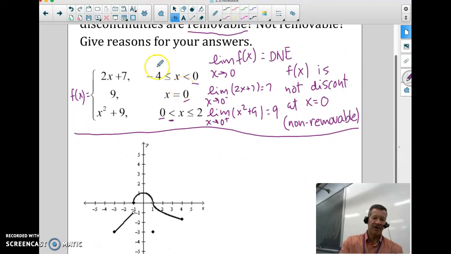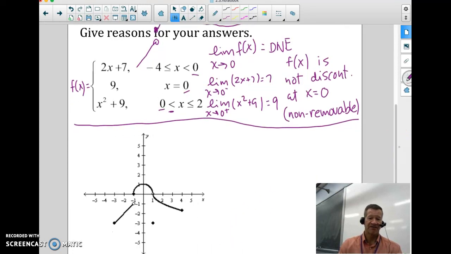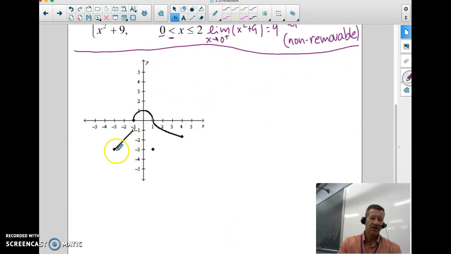Okay? If I were to graph this, you would see a line with a slope of 2 coming up to the point (0, 7), which is not included. Then you'd see a point up at (0, 9), as is the second part. And then you'd see a parabola that starts at (0, 9) also, and then goes on its merry way up. Notice there's a jump. If the limit from the left and the limit from the right aren't equal, you're going to get a jump. So it's a jump discontinuity. It's non-removable.